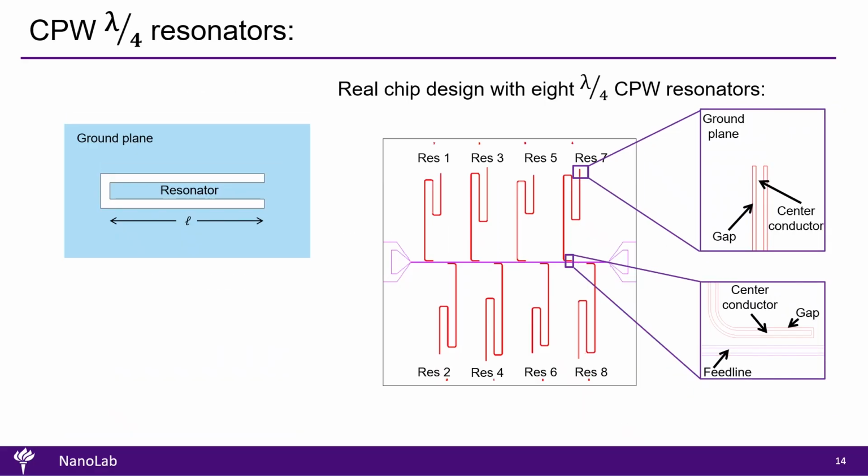This slide illustrates the implementation of quarter wavelength resonators using CPW. In the chip design shown on the right, we can observe that each resonator is terminated differently at its two ends. The end that is farther from the feed line is shorted, while the end that is closer to the feed line remains open.